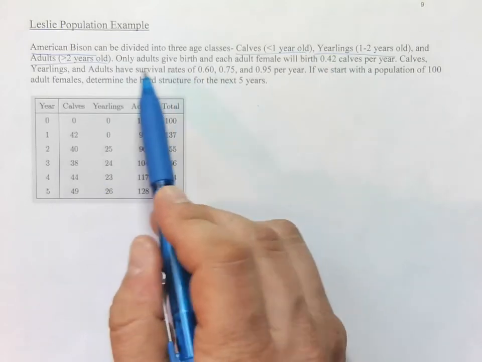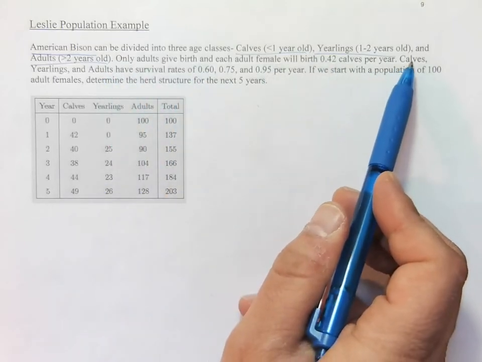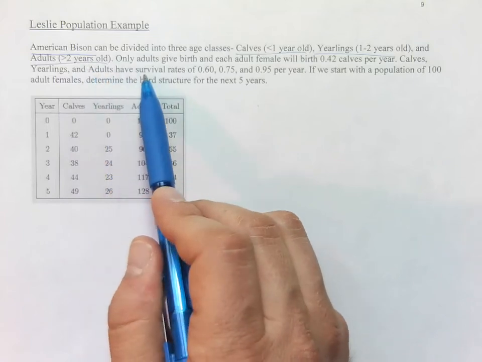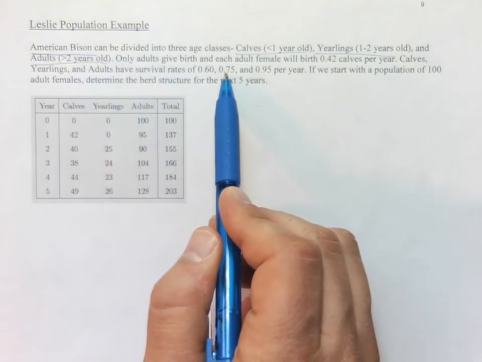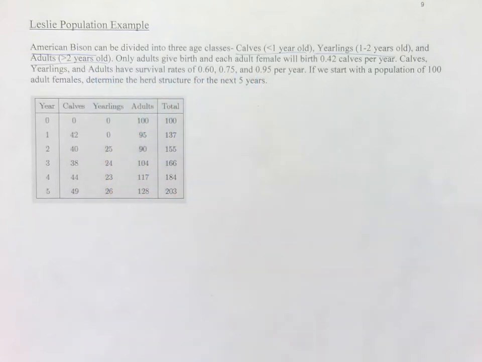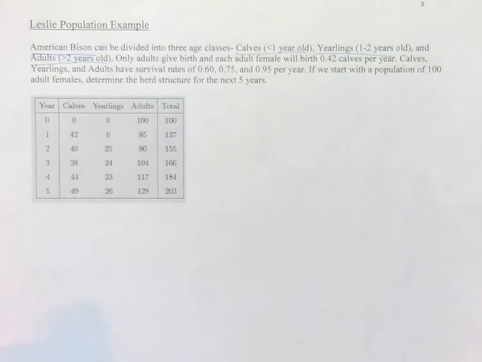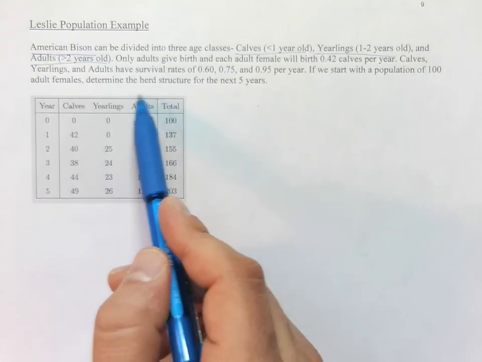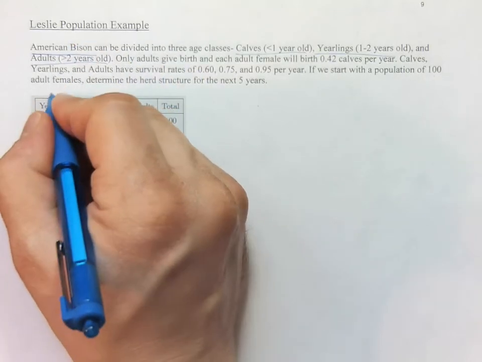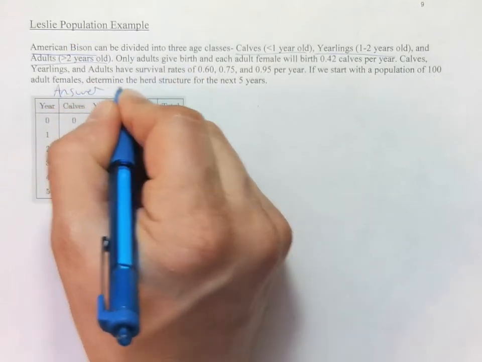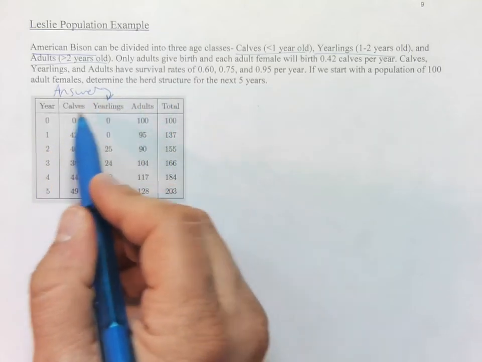And then we're told the survival rate of each population. Calves, yearlings, and adults have survival rates 0.6, 0.75, 0.95. And then we're given an initial population of 100 adult females. Let's determine the herd structure in the next 5 years. And so the answer to our question is in this table, right?